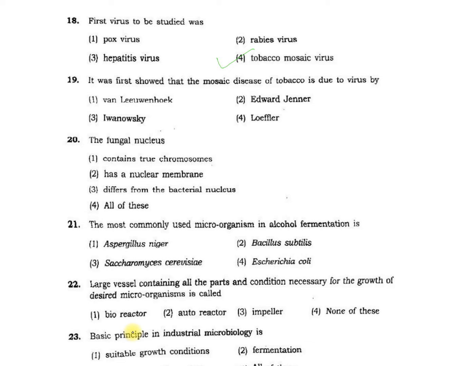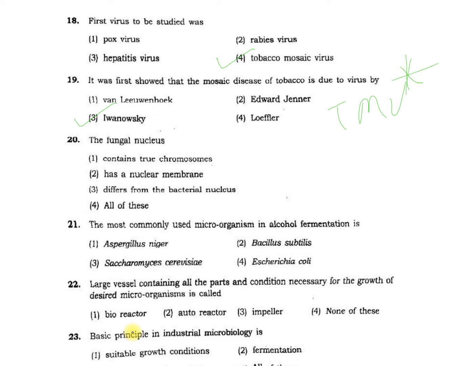Question number 19. It was first showed that the mosaic disease of tobacco is due to the virus by 1. Van Leeuwenhoek, 2. Edward Jenner, 3. Ivanovsky, 4. Laughlin. So the Ivanovsky is the correct one. You have seen there have been a lot of questions on this tobacco mosaic virus. So this is important topic for the exam.